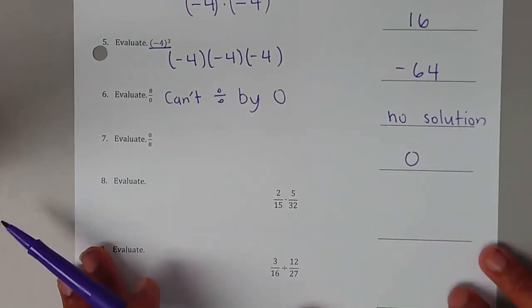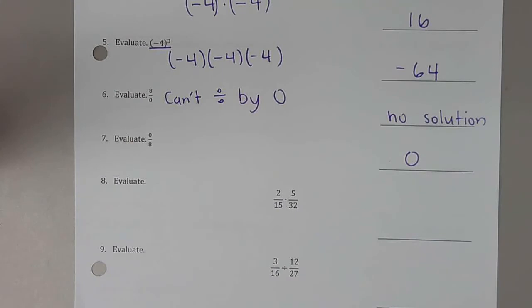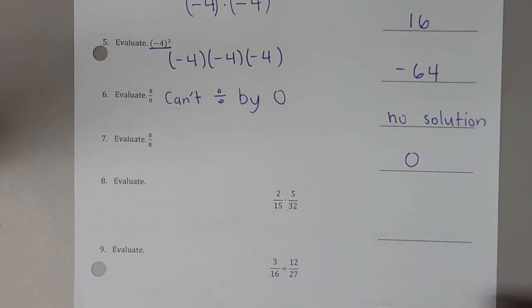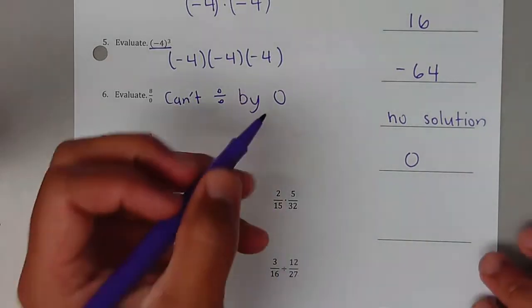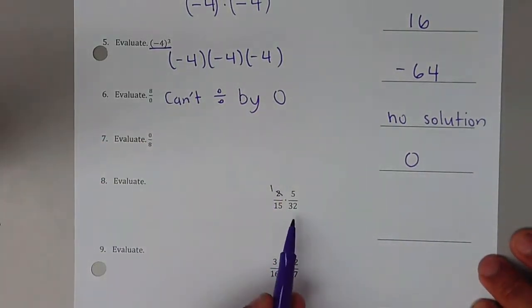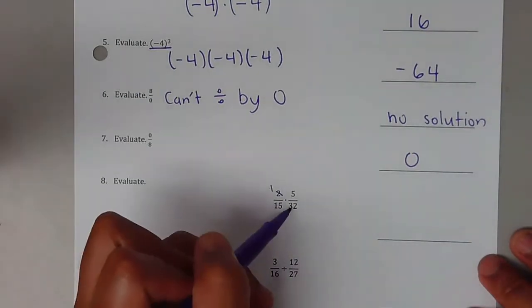All right, question number 8. Evaluate 2 over 15 multiplied by 5 over 32. With multiplying fractions, we just multiply straight across. 15 multiplied by 32, I honestly can't even do that in my head. So I tell myself, well, 2 and 32, let's see. 2 goes into 32 how many times? Once. So we change this to a 1. 2 goes into 32 16 times.